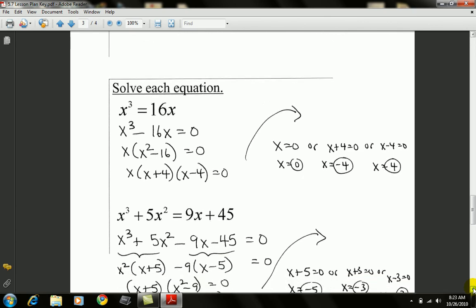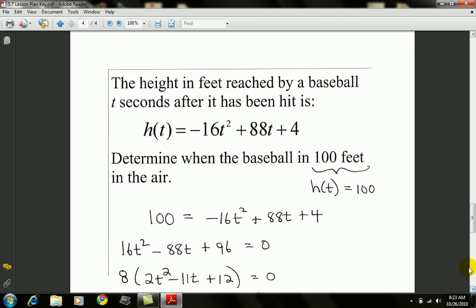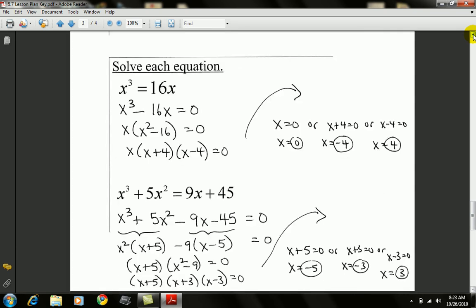Excuse me. So we're looking at the equation. Oh, how frustrating. Okay, we're looking at the equation x cubed plus 5x squared equals 9x plus 45.